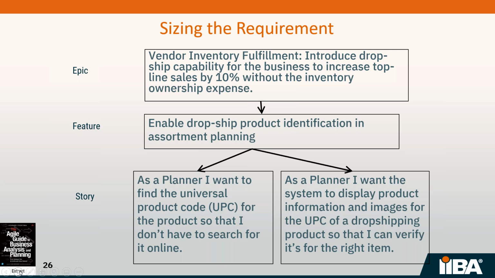At the highest level, they'd call it an epic. They're doing this is a very big change that might be a product-wide change. Here I have an example about introducing dropship capability for the business to increase top-line sales by 10% without the inventory expense. Dropshipping is where it allows a customer to order something without the company they're ordering it from keeping that item in inventory. What happens is the order goes directly to the supplier. So there's an epic, and there's the reason for the epic. This could be something that takes many groups of teams over a long period to do.